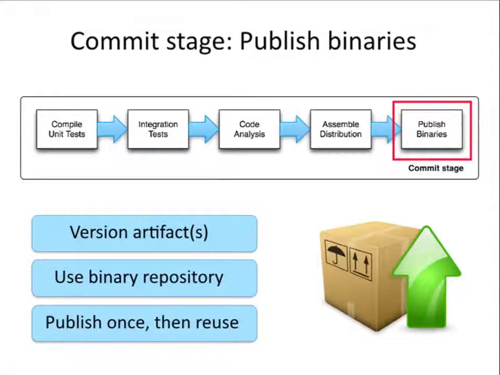And again, you just want to publish once, and then you want to reuse it. So this is a one-time operation for one run of your build pipeline. So you can see all these tasks that we ran through so far are part of the commit stage. It's called the commit stage because this is what happens whenever you commit code to your version control system. So that makes kind of sense.